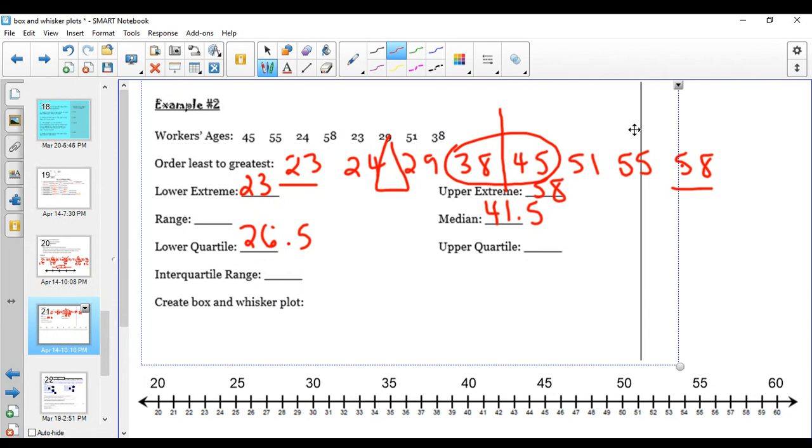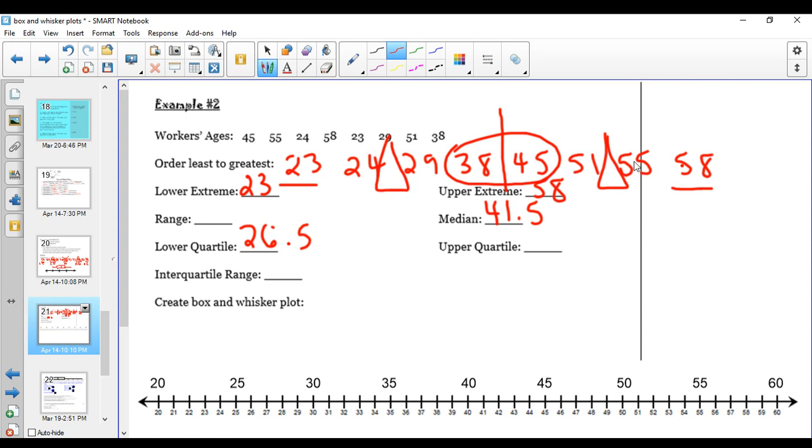Okay, now we're going to do the same thing for the upper quartile. I'm going to go from this 45 to 58, and when I work my way in, the same thing is going to happen. I have 2 numbers in the middle, 51 and 55, so I'm going to put my triangle right in the middle there. When I add 51 plus 55 and then divide by 2, I get 53, so the upper quartile is 53.